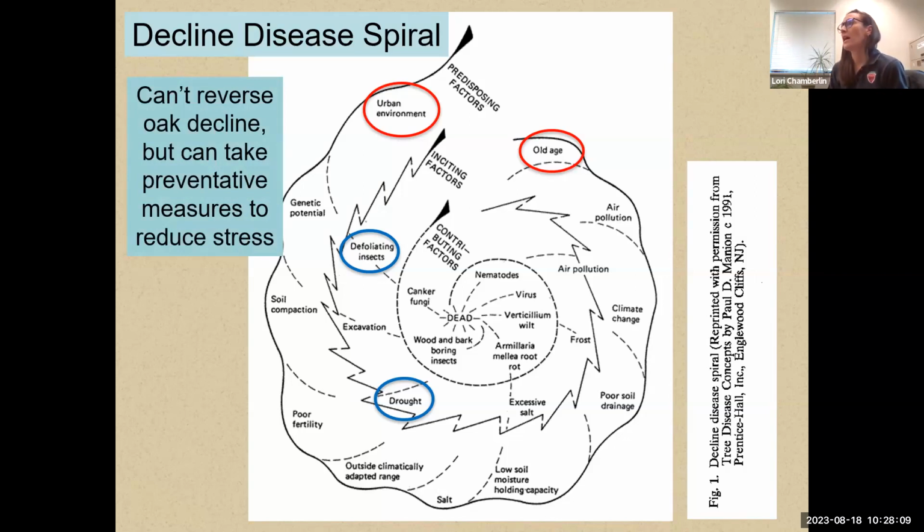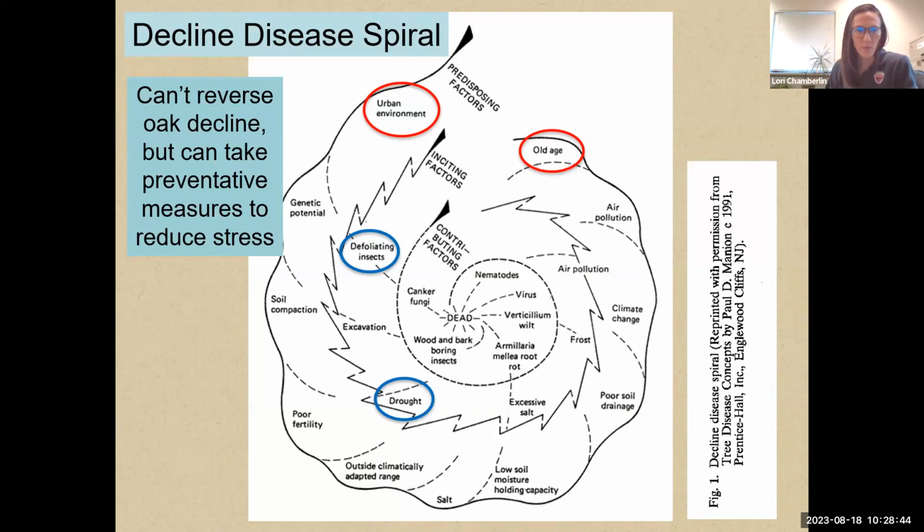Now, unfortunately, you can't reverse oak decline. Once a tree has entered this decline spiral, there's really no way to reverse it. But what we can do is try to take preventative measures to reduce stress factors, specifically predisposing factors. That's where we have the most control. So doing really simple things like mulching to limit soil compaction and trying to reduce some of these predisposing stress factors in a preventative way to keep our oaks healthy is really our best bet here.